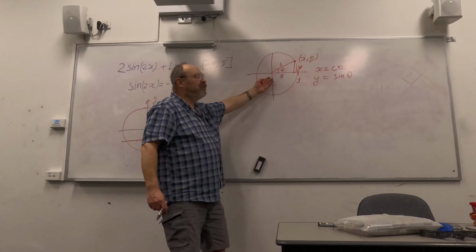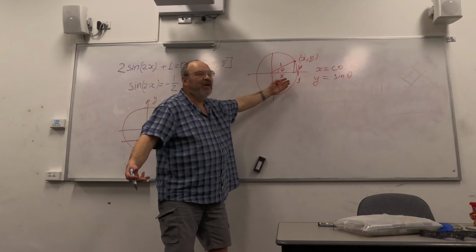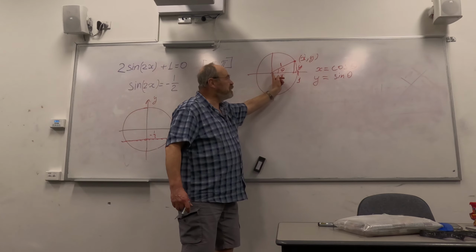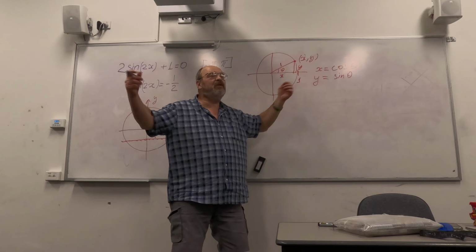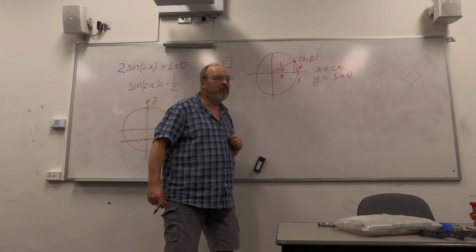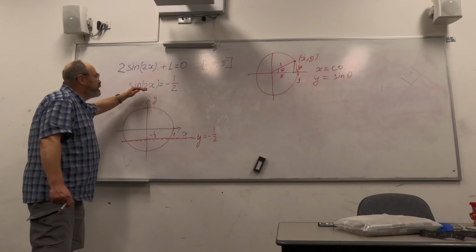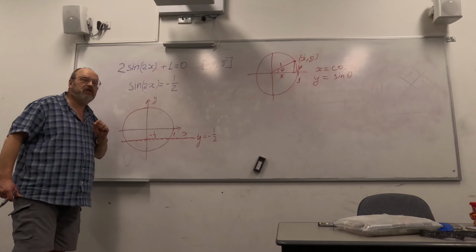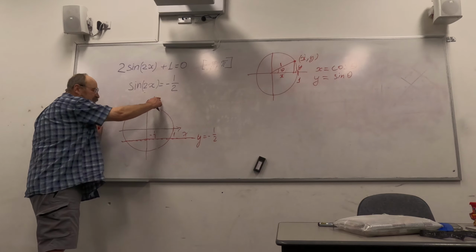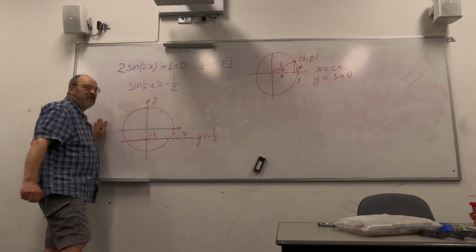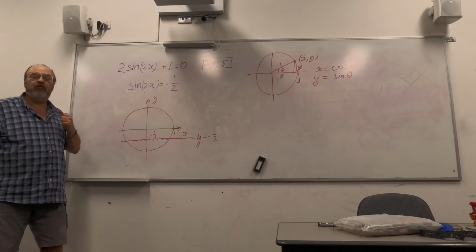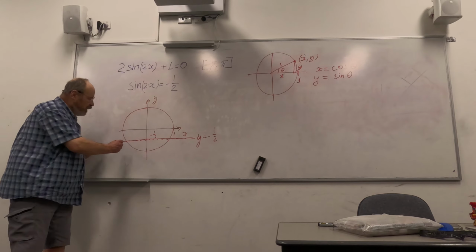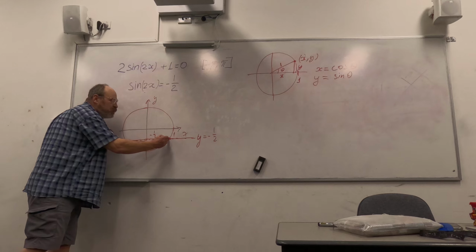Cos is adjacent over hypotenuse. Adjacent is x, and the hypotenuse is still 1. So x equals cos theta. So when we are solving sine equals negative 1/2, sine is which coordinate, x or y? Y. That's why we are saying that y equals negative 1/2. And we need to find the points where the line y equals negative 1/2 intersects with the unit circle.